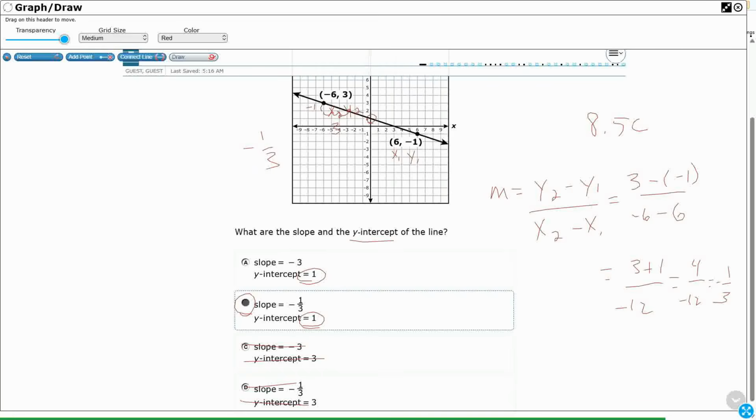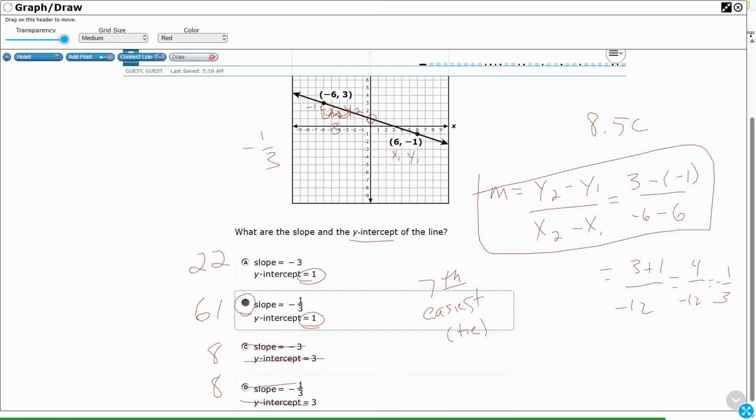Now, how did we do on this? A little bit better, 61%, and 22% chose A. So 83% were at least able to get the correct y-intercept. We had 8 and 8 down here. This was definitely on the easier side, tied for our 7th easiest item on the test. We wanted students to be able to use just visual cues, this rise over run, and also the slope formula to find the slope.